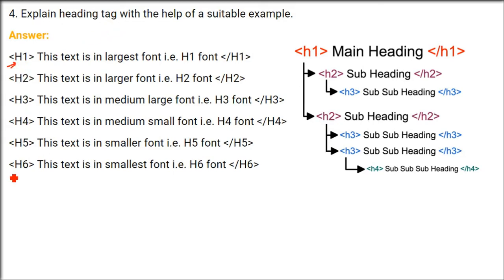Explain heading tag with the help of suitable example. So heading tag is, whenever you have a document, you have different headings. So this heading H1 is having the largest font. Whatever you keep inside this H1, it will be in the largest font. Then the font size decreases, largest, medium, then smallest, like this. H1 to H6 are available to us.